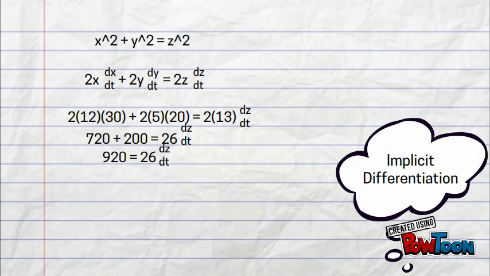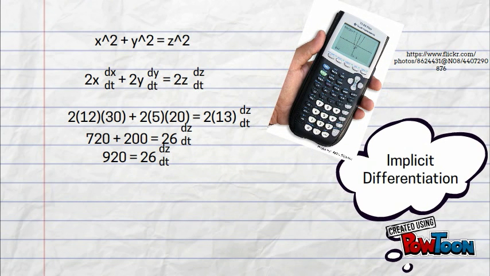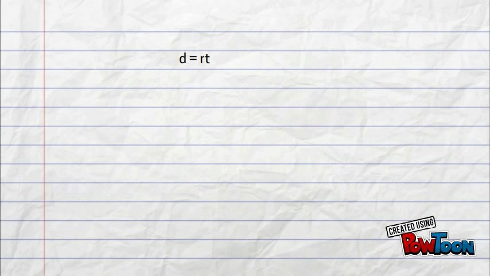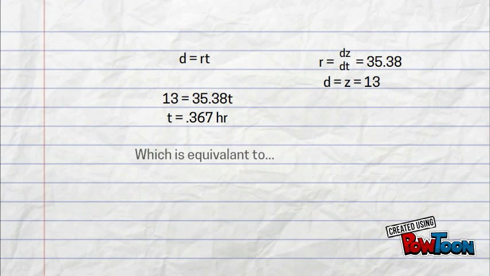Still grasping from the edge of his roof, Steve whips out his TI-84 Plus and calculates that dz/dt is equal to 35.38 miles per hour. Now that Steve has figured out both the rate that he'll be hurtling towards the moving spaceship and the distance from the ship to his house at the point of contact, we'll plug in the numbers so that distance equals rate times time is 13 equals 35.38 times time. Solve for time and you get 0.367 hours or approximately 22 minutes.